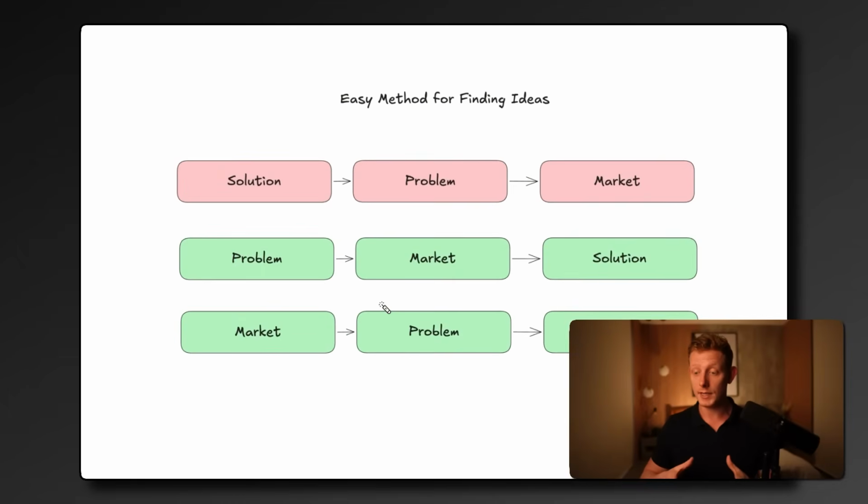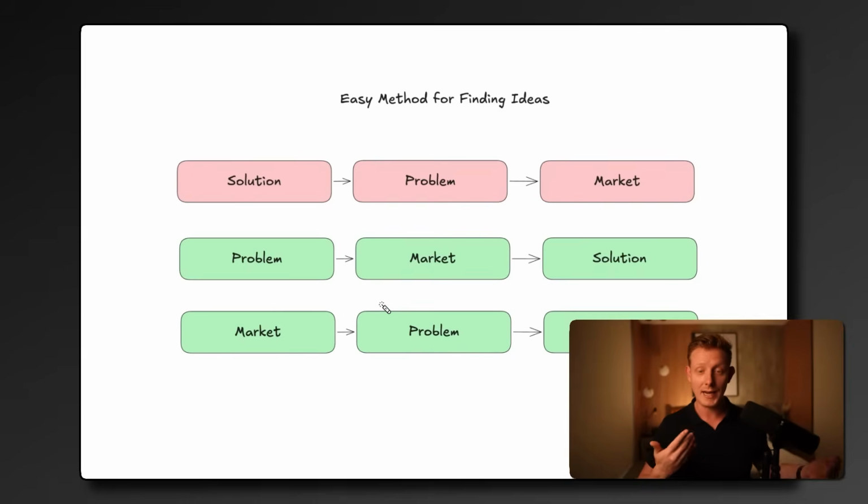Now, if you don't have an idea for an AI product or an AI SaaS yet, I want to give you this quick framework that helped me a lot when I first saw it. And that is the following. Most people approach finding product ideas from the solution problem market framework, which is generally a flawed approach, right? So I see this happening a lot too in AI.